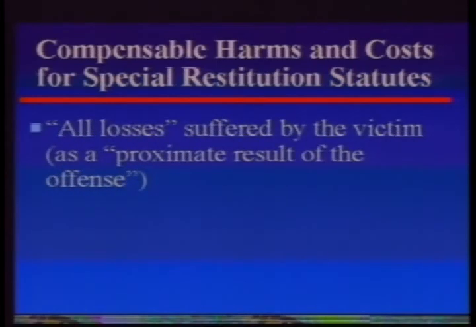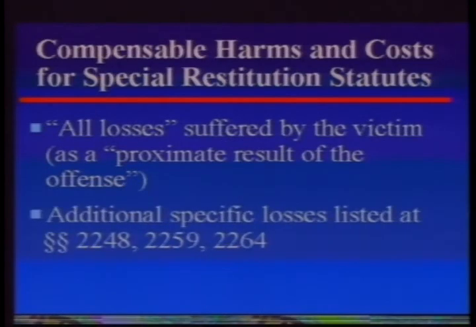Now, the special restitution statutes that we've talked about earlier, those have a little different language. Actually, it seems a little broader. So let's look at that. Compensable harms and costs for the special restitution statutes: all losses suffered by the victim as a proximate result of the offense. And then additional specific losses are even included in three of those special restitution statutes that would broaden it even further.